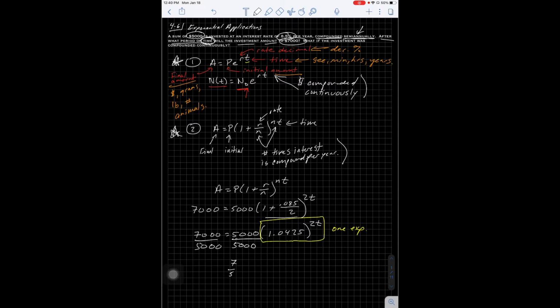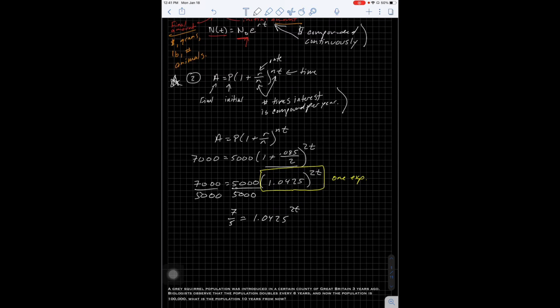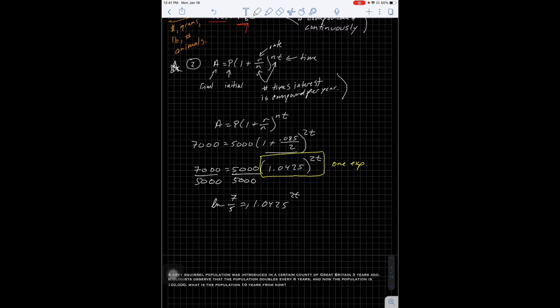So this is going to be 7/5 equals 1.0425 to the 2t, and then you're going to log both sides. Now in this section, we're always going to use a natural log because you can't do a log base 1.0425. And in this section also, we're going decimals. So we're going to just always use the natural log. Natural log both sides. And if you want, you can turn that into a decimal, okay? And 2t comes down in front. So we're looking at natural log of 7/5 equals 2t natural log of 1.0425.